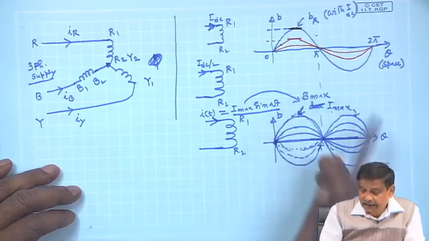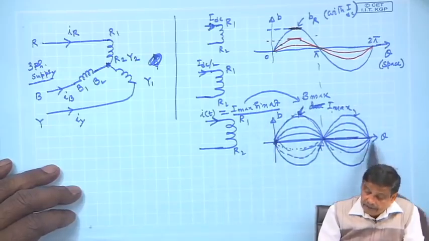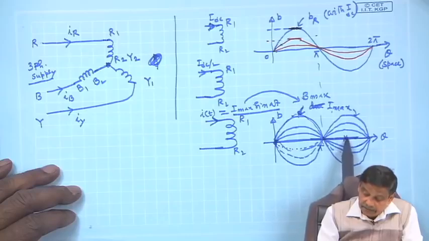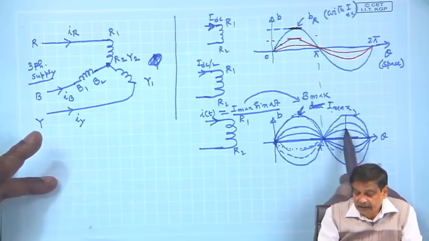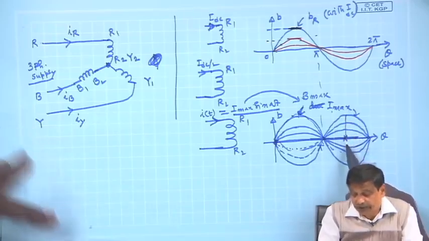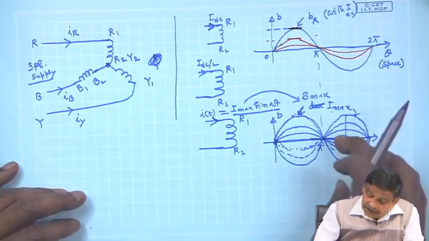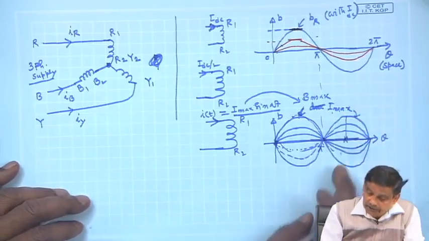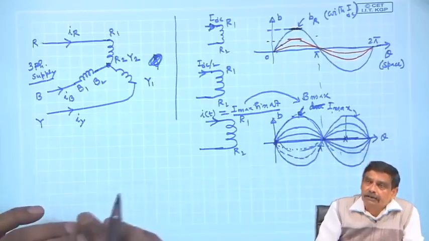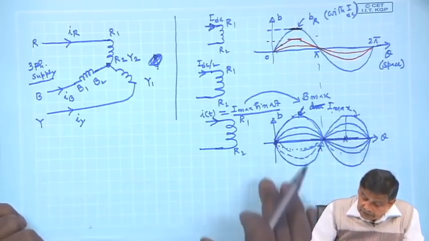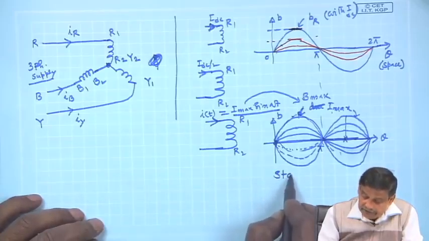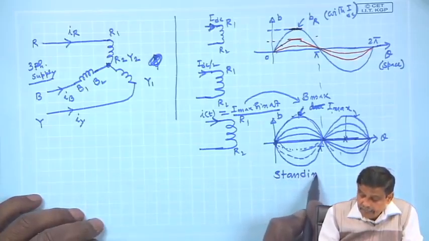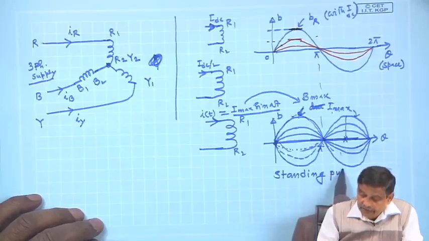So, you will get a field pattern. If you stand at any particular position, you will say, oh, the B is changing, just standing there you can see, and it is sometimes becoming a north pole, sometimes a south pole. Of course, the amplitude is bounded between two peak values, it will swing. Now, such a field is called a standing pulsating wave, standing pulsating wave.